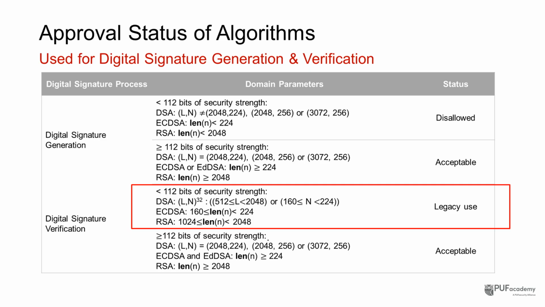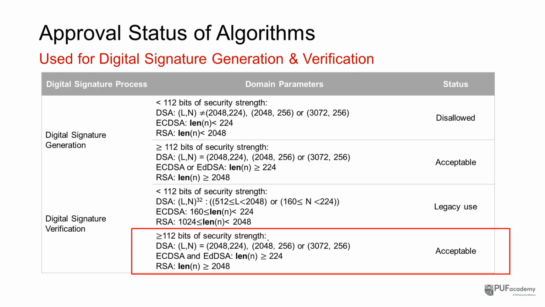While the stringent requirements for acceptable verification mirror those for generation, requiring 112 bits or greater security strength, verification includes a limited category of legacy use. This legacy use status is granted only to verification processes that use DSA with parameters indicating lower security, ECDSA with key lengths between 160 and 224 bits, and RSA modulus lengths between 1024 and 2048 bits.